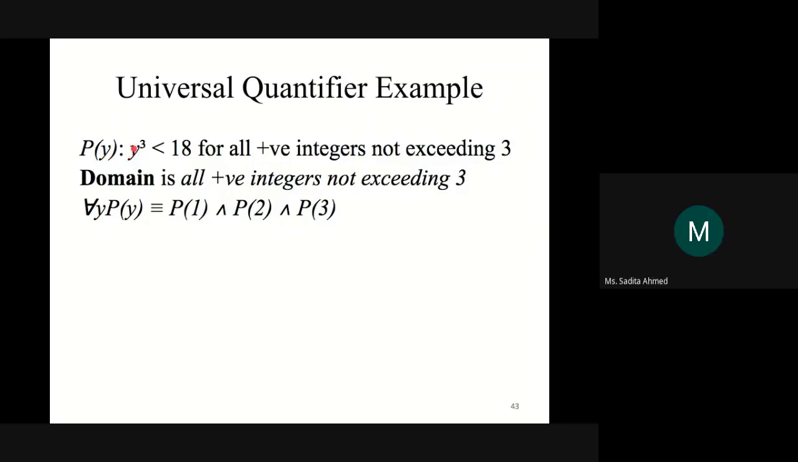For P1, 1 cube is 1, which is less than 18. So is P1 going to be true or not? It's true, because it's less than 18. So P1 is true. What about P2?